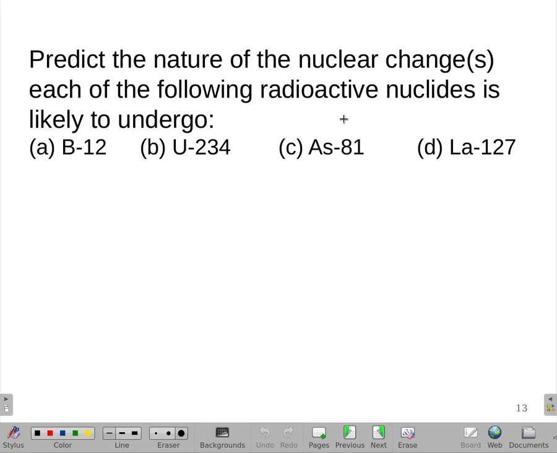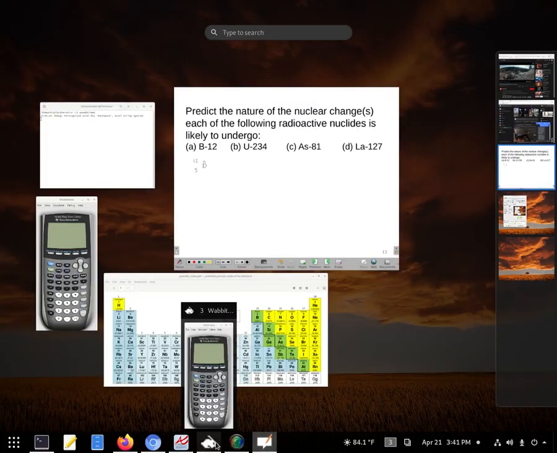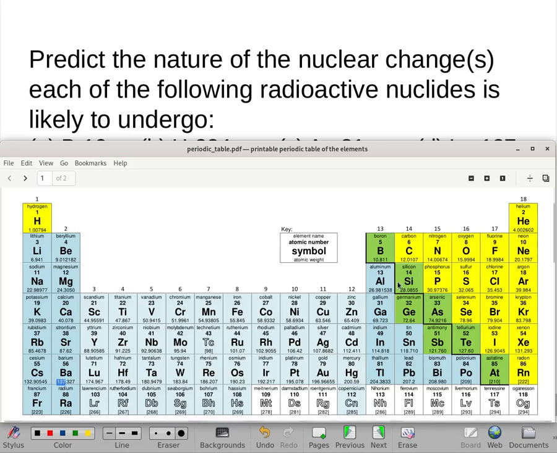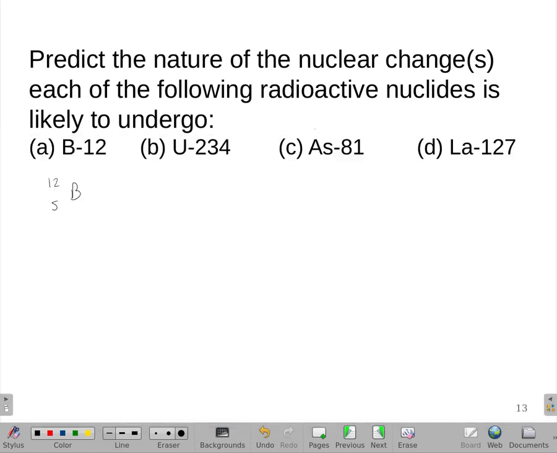Alright, so let's see if we can predict this. So boron 12. And rather than just do it like this, we're going to write out the actual equation they're likely to go through. Alright, so boron 12. Boron has 5 for its atomic number. And if I look at the periodic table, I see that the average boron would like to have about 10 or 11. So we're going to predict this as neutron rich. So since we're predicting neutron rich, we're going to say it's going to go through beta decay. And therefore it's going to make some carbon.